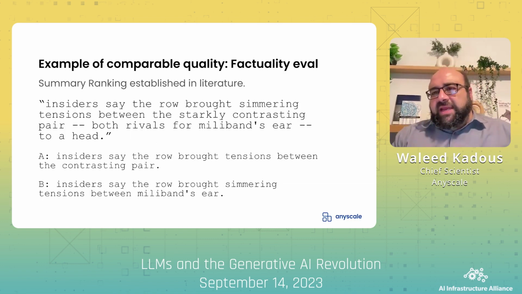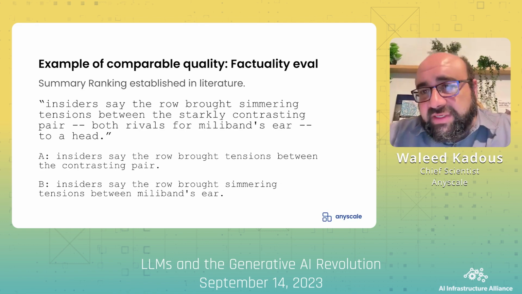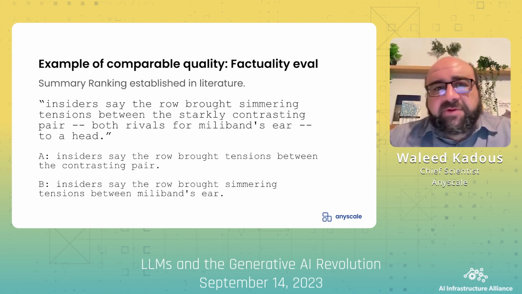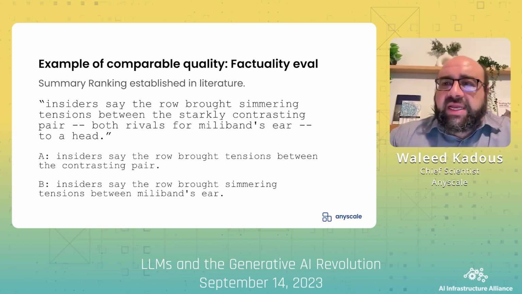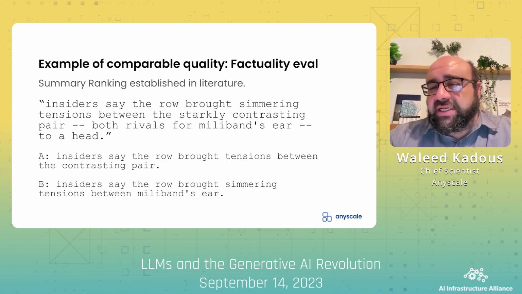So I want to give an example of a use case where we can see how they perform relative to one another. And this is based on a blog post that we've put out. There's an approach called summary ranking for evaluating an ability of an LLM to factually summarize. Many LLM applications have summarization either as the key offering or as part of their process.